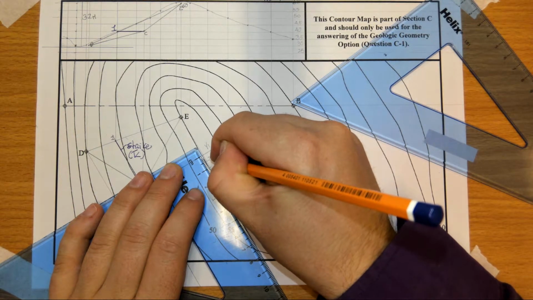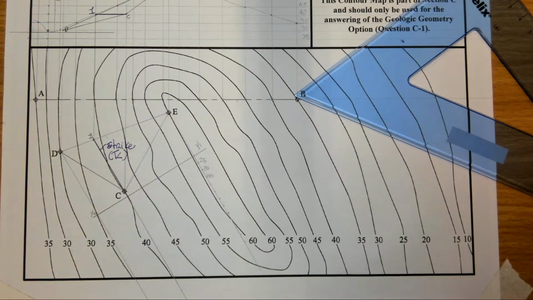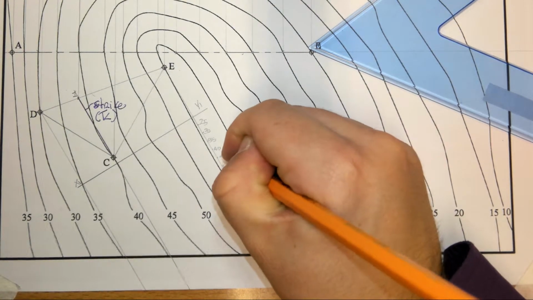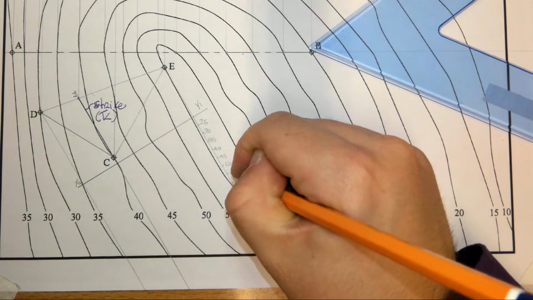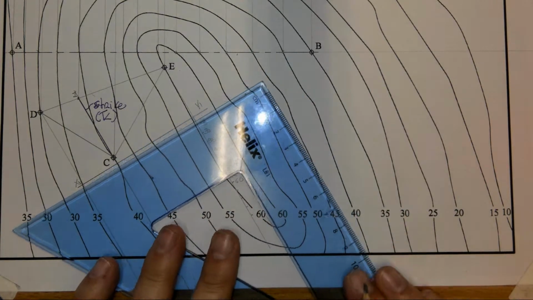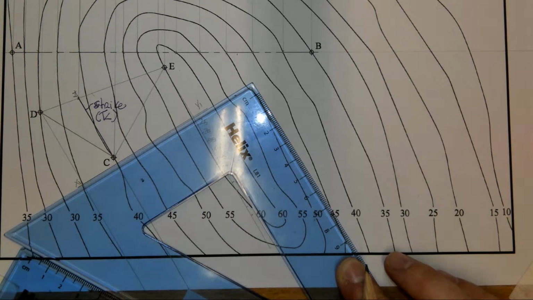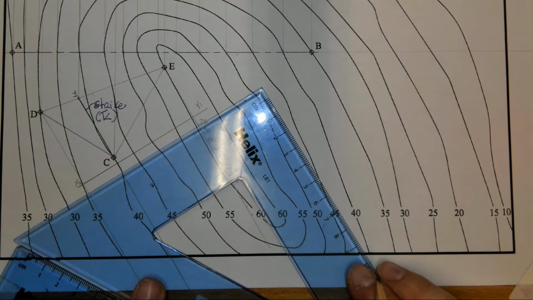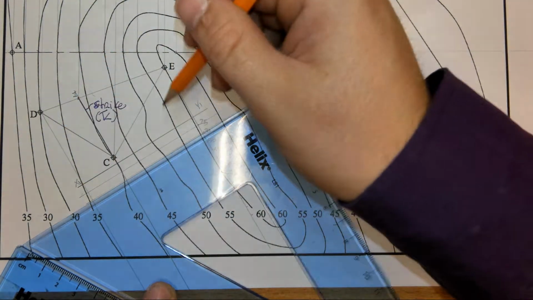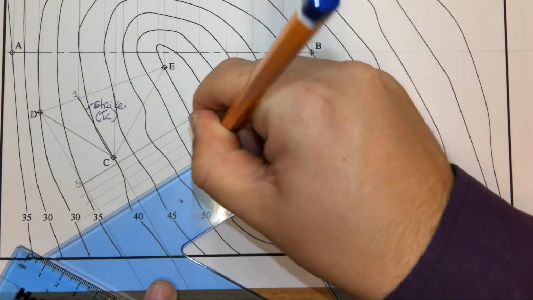Okay, so 25, 30, 35, 40, 45, 50, 55, 60. Right, now, I'm going to line the edge of the set square up here with the X1 Y1 line. I'm going to put the set square underneath it, slide it down, and we're going to draw in lines parallel to the X1 Y1 line.